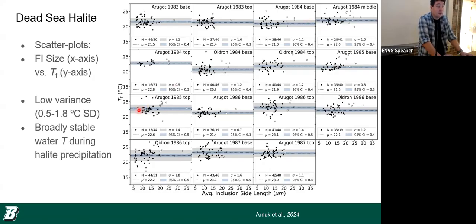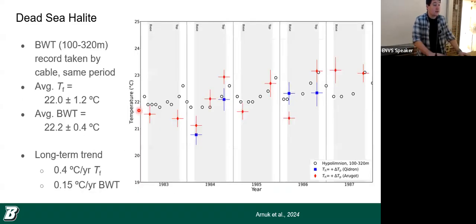Variance was generally very low. Water temperatures were very stable. And the temperatures we got out from the halite inclusions, which are the diamonds and blue squares here, do a pretty good job of matching the measured historical record of temperature. They capture, in many cases, within error, actual data points. And in other cases, they tend to capture annual trends that are observed in the historic record. So we know that in a modern environment, this works pretty well.